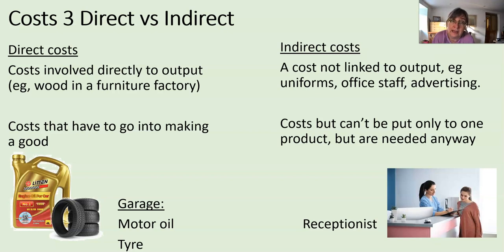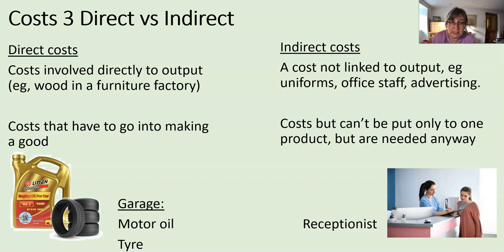Indirect costs, on the other hand, are the costs that are needed in a company or in a business that do not directly link to individual jobs or units being made. So a good example would be uniforms. You have to buy uniforms but those aren't linked to the cost of making your baked beans directly. Advertising is a very good example. Advertising has to be paid, but it doesn't go directly to an individual item.